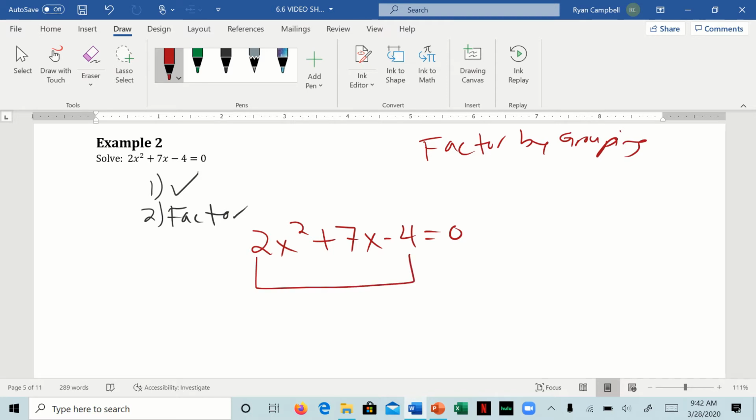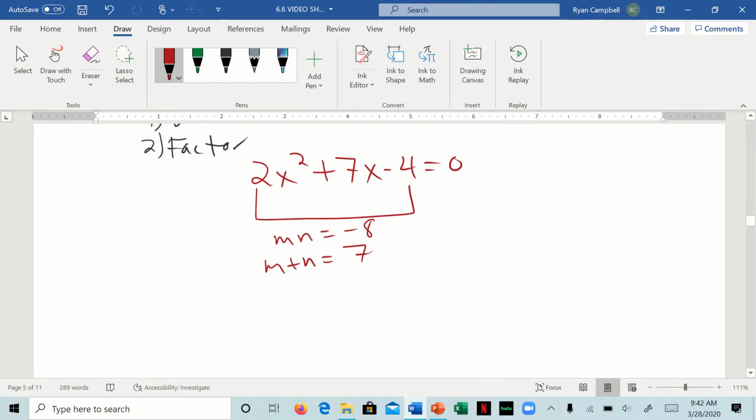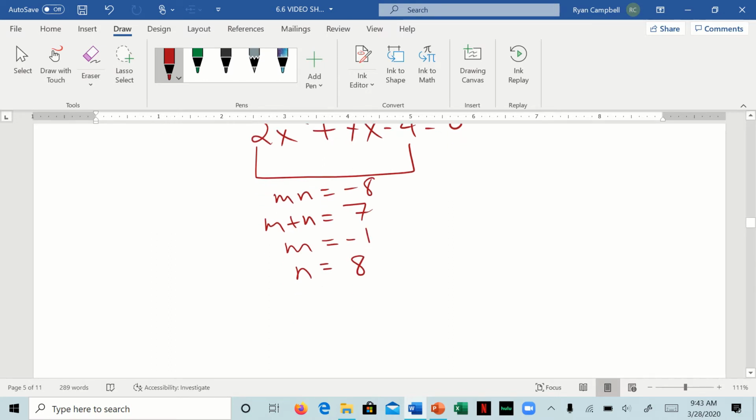Right? Need to make sure we get that middle term. So what two numbers multiply gets you -8, adds gets you +7. So hopefully we can see that that's -1 and +8. So we rewrite it. 2x squared minus x plus 8x minus 4.